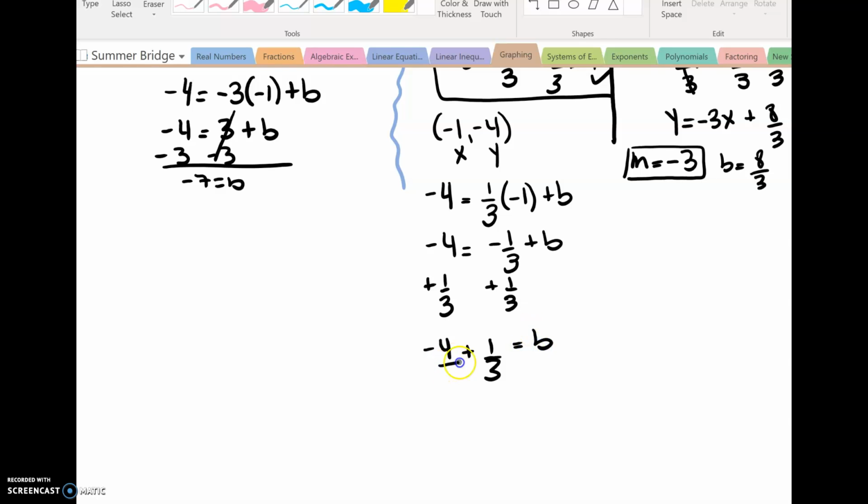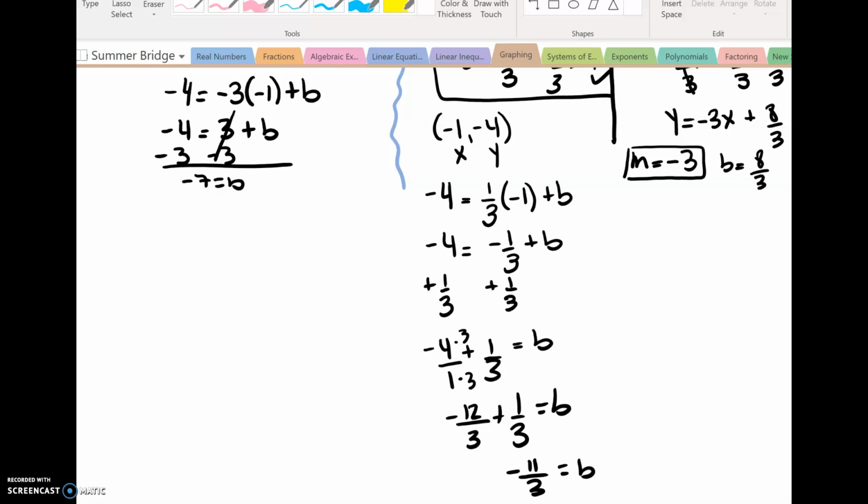And I'm going to try and get that negative 4 to have the same denominator as 3. So that means I need to multiply 4 by 3. So I have negative 12 over 3 plus 1/3 is equal to b. So negative 11 over 3 is going to equal my b value.